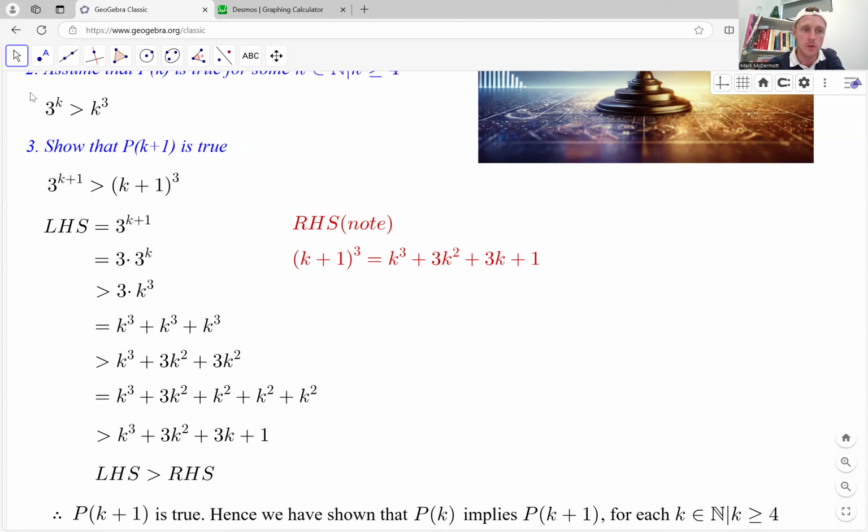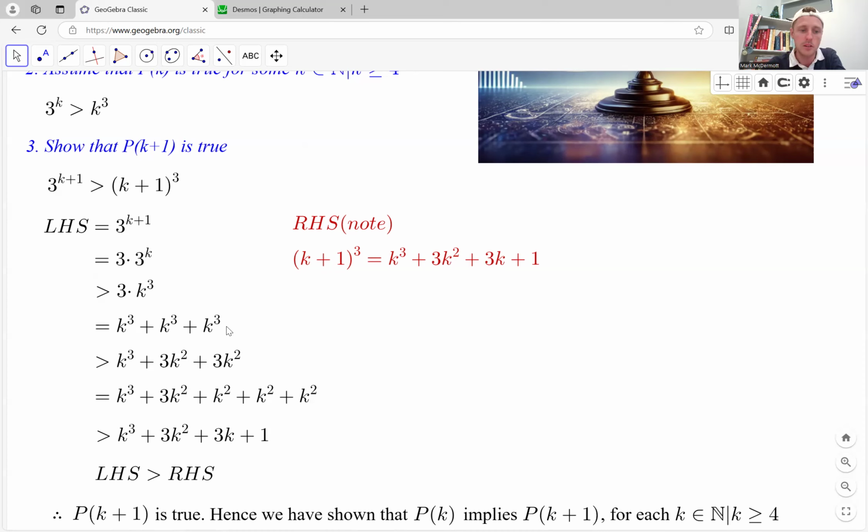Essentially, you just multiply both sides of this by 3, right? So the left-hand side is greater than 3 times k cubed. Okay, but we know as well that 3 times k cubed is k cubed plus k cubed plus k cubed. And this is where it gets a little bit tricky.